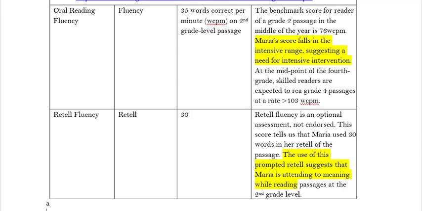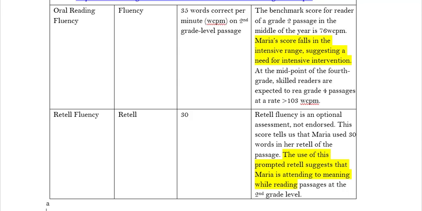The retell fluency portion of this assessment asks Maria to retell what she read about. The assessor, in this case, simply counts the number of words that Maria retells. This is an optional assessment for the DIBELS, and what we can gather from this score is that the prompted retell, so being prompted to retell about this passage, if she read 35 words and she's retelling 30, she's actually attending to reading, making meaning while she's reading.